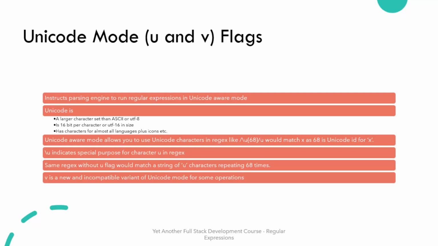Unicode aware mode with U and V flag allows you to set Unicode characters in your regex like \u curly braces 68 would match H, as 68 is a Unicode ID for the H character in English, and \u indicates special purpose for character U. The same regex without U flag would only match a string of character U repeated 68 times and not H. Makes a hell of a difference if not used with care. Note U and V are both Unicode flags where V is a new variant for Unicode and does some things differently. U and V are incompatible, but that discussion is beyond our scope for now.